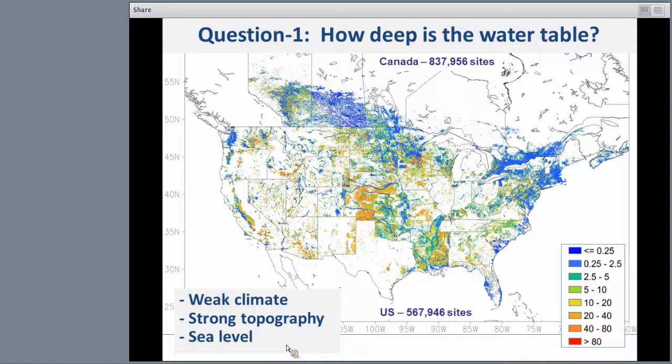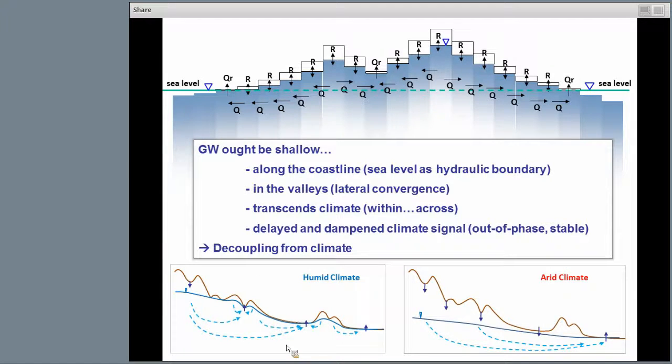Nothing new here. And we see rivers, valleys are shallow, and the lake basins are shallow. So topography really played a very important role in reorganizing the climate input, and it sort of erased the climate signal. And then we also see the sea level control, because shallow groundwater is found along all coastlines, just because land drainage cannot go below the sea level. That's our boundary condition.